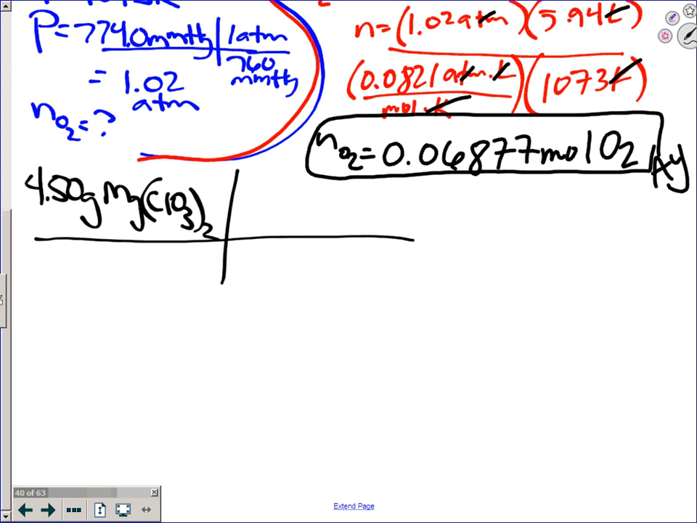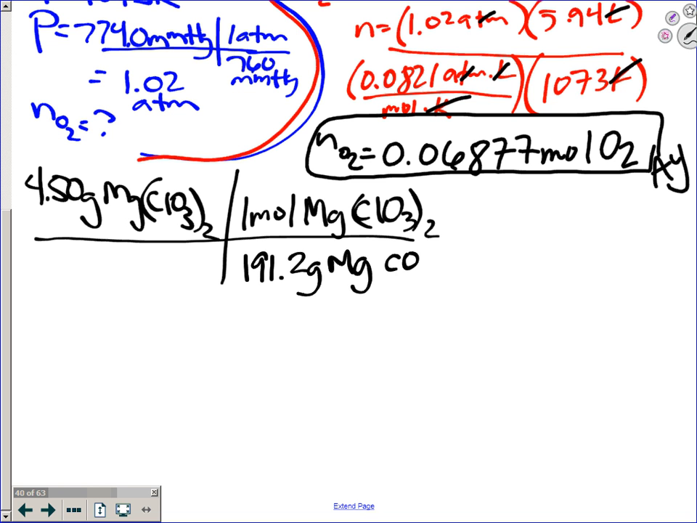All right, so what was the first step, guys? Converted to moles, right? So what goes on top? 1 mole magnesium chlorate, and what was the mass of that? 191.2 grams of magnesium chlorate. So we just converted from grams to moles. Ooh, okay, grams cancel. Great. Okay, so I'm still not to the gas. That's my last step.